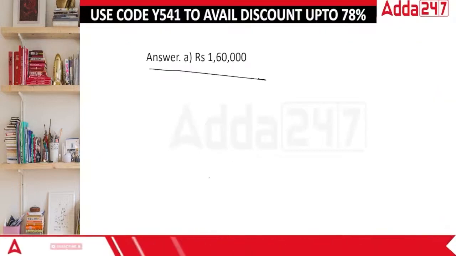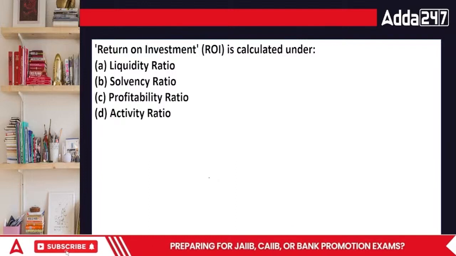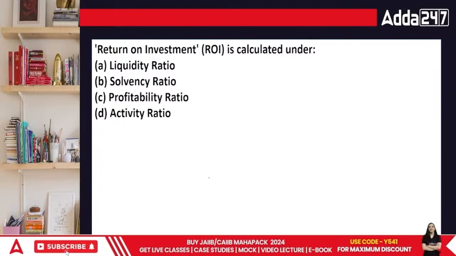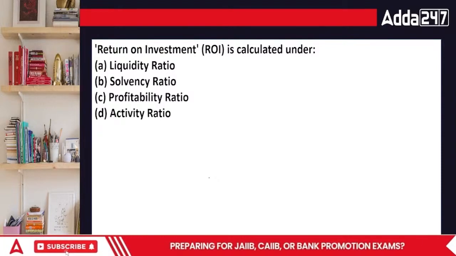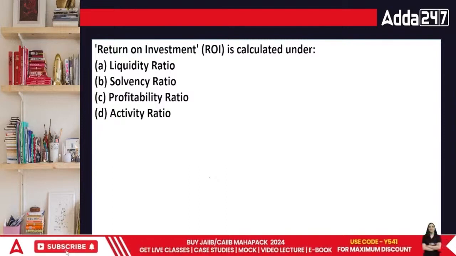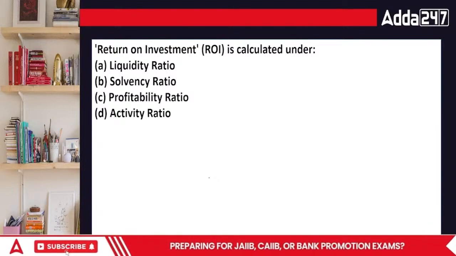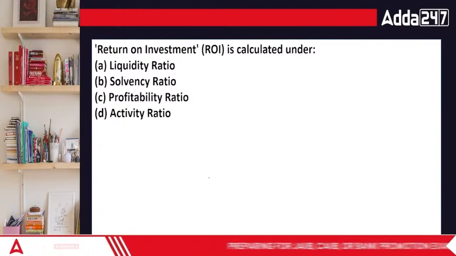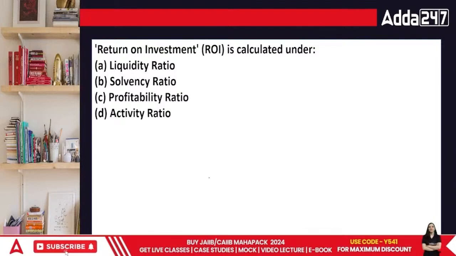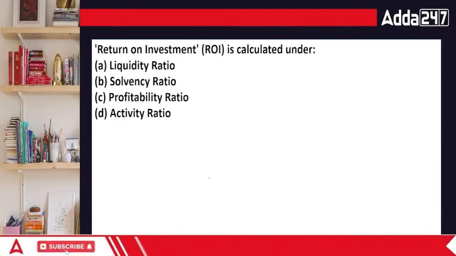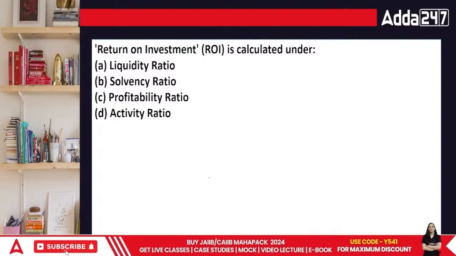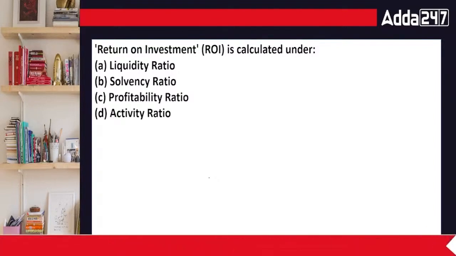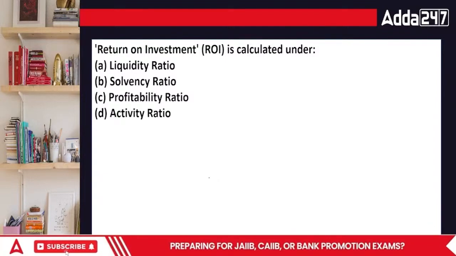This was 1,60,000. Okay, ROI is calculated under liquidity, solvency, profitability, or activity. Activity is also called activity turnover ratios, everyone. We have talked about all these ratios already. Return on investment means whatever money I have invested in the business, what is the amount of return that I'm getting from that amount that I've invested. What would be the answer, everyone? Liquidity, solvency, profitability, or activity?